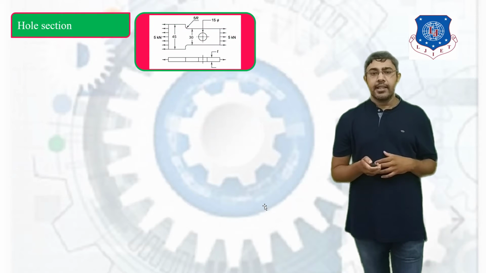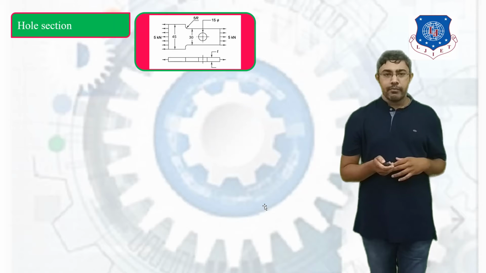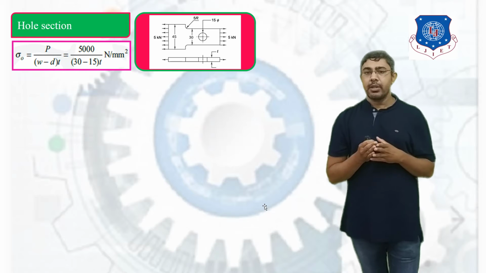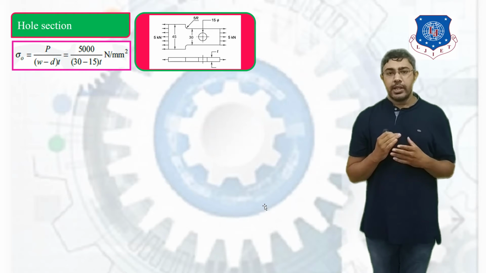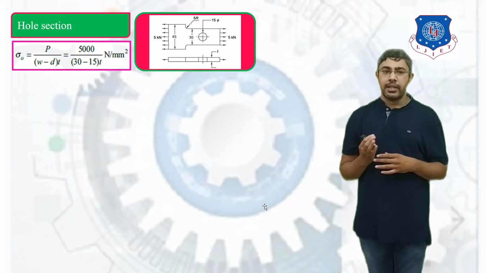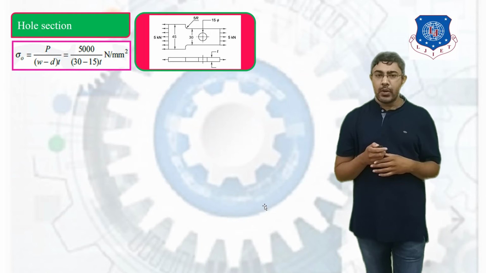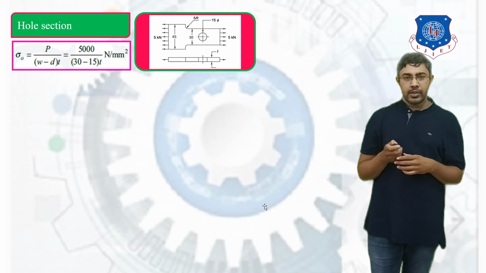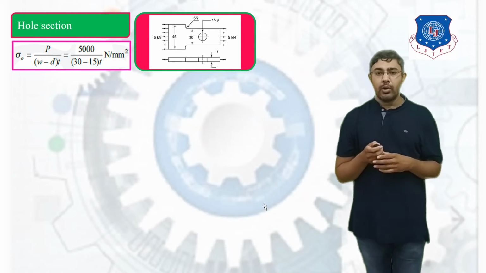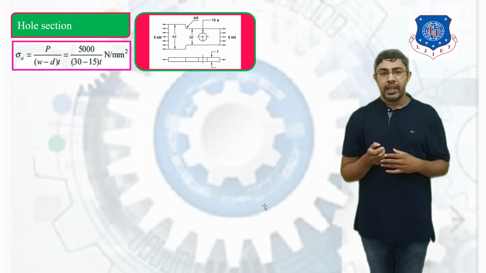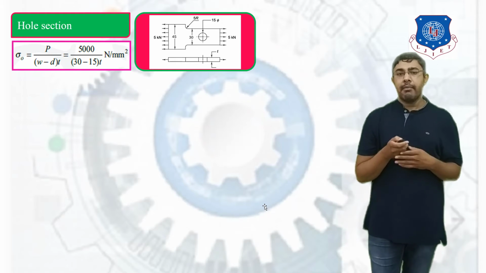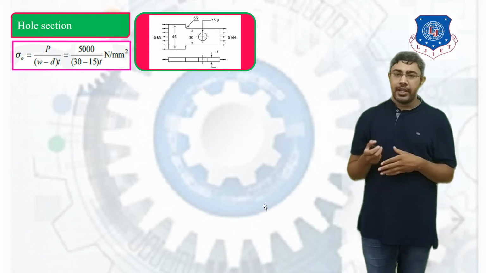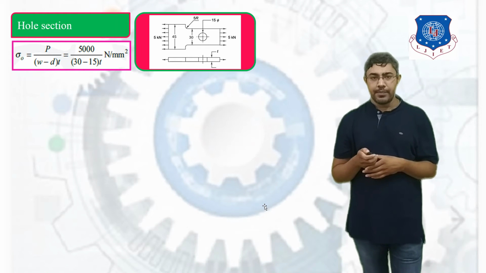At the wall section, if we see the dimension, to calculate sigma 0 at the wall section, the sigma 0 equation becomes P upon W minus small d into T. P is given as 5000 Newton and W is given as 30 mm. Small d is the drill hole diameter, which is 15 mm, and T is the thickness of the plate. So sigma 0 becomes 5000 divided by 30 minus 15 into T, in Newton per mm square.